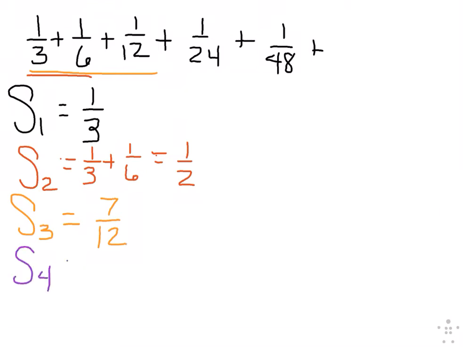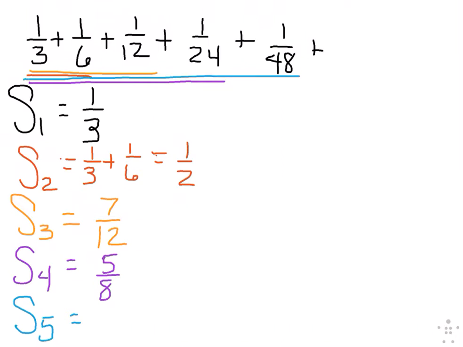Then finding S sub 4, which means you're adding all the first 4 terms together. So 1/3 plus 1/6 plus 1/12 plus 1/24. When I add that together, what do I get? 5/8. Yeah. And then S sub 5, I think, was the last one, correct? It's adding all 5 of them together. And what do I get then?